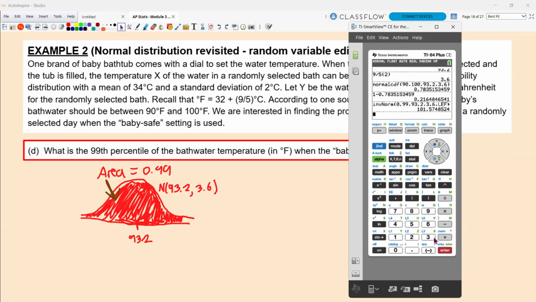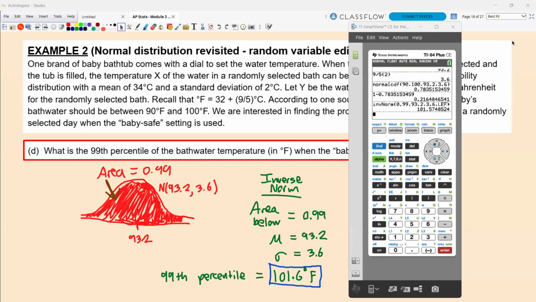That'll give you a 99th percentile temperature of 101.57 degrees Fahrenheit or approximately 101.6. We're going to round that to 101.6 degrees Fahrenheit, and we're going to go ahead and write our inputs that we did in the calculator. Remember to receive full credit on these, make sure you put your calculator inputs with your clear defined parameters, your mean, your standard deviation, and list out your answer in full detail. So 99th percentile is going to be 101.6 degrees Fahrenheit. Make sure you include units on that because it's not just a probability, but it's an actual thing.